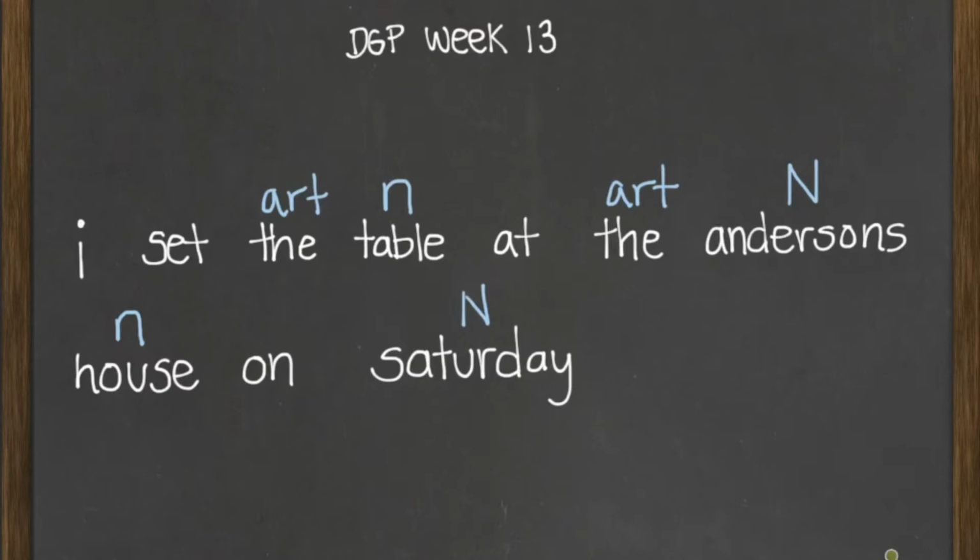I need a verb to have a sentence. Which of our remaining words is a verb? It's the word set. What kind of verb is set? Is it linking? I equal the table? That doesn't make sense. Is it a helping verb? Well, I don't see any other verbs. So that means it's going to be an action verb. It's showing action. I am setting something on the table. Past, present, or future? Past tense.